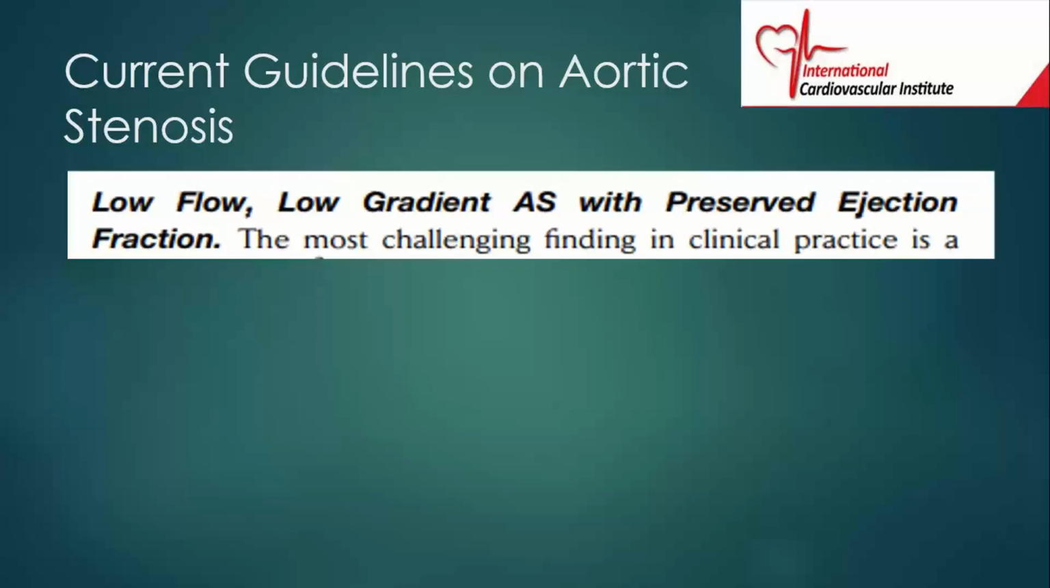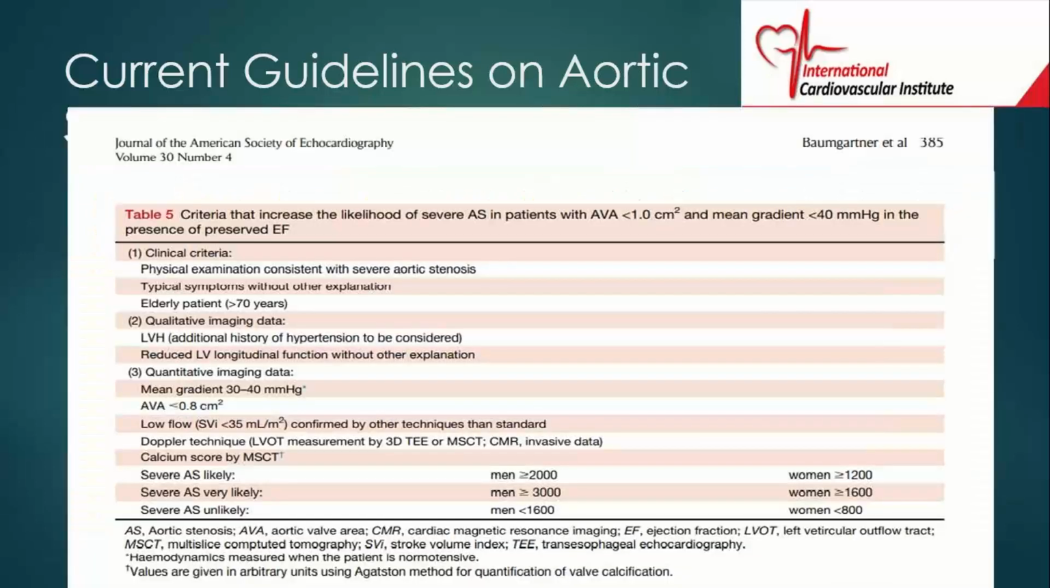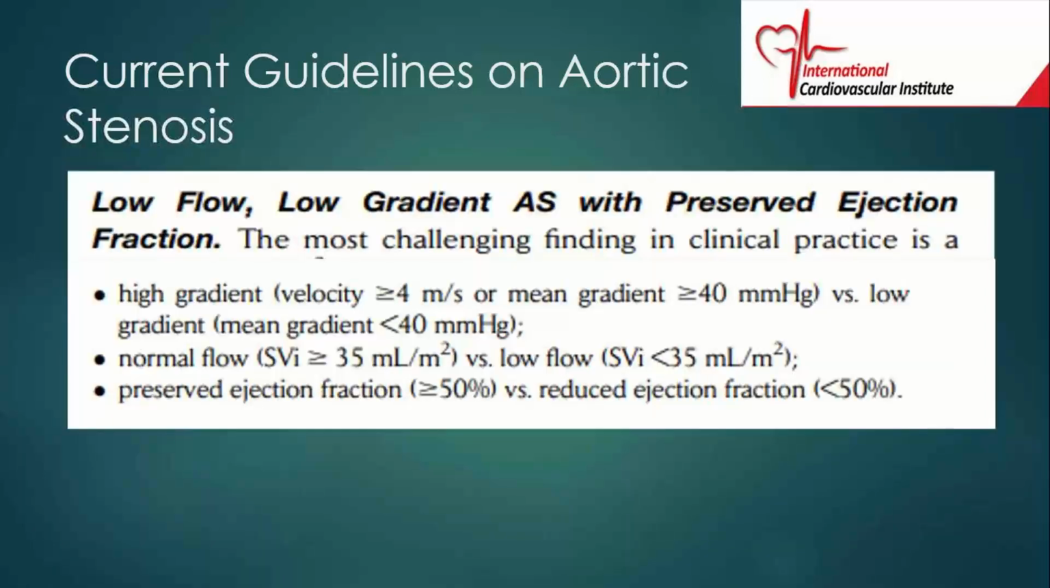So again, when your patient comes in and you get a number that suggests severe aortic stenosis, is this a high gradient situation or a low gradient situation? If it's a high gradient situation, then all bets are off. That is a regular patient. If your velocity is greater than or equal to 4 meters per second and the mean gradient is greater than or equal to 40, then this is a regular patient with severe aortic stenosis.